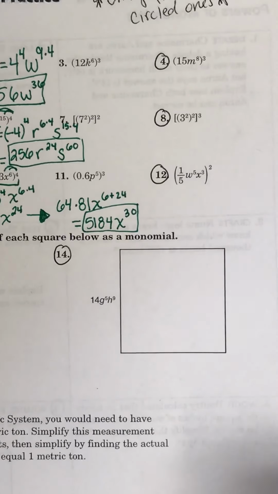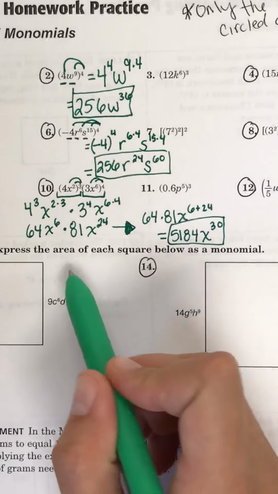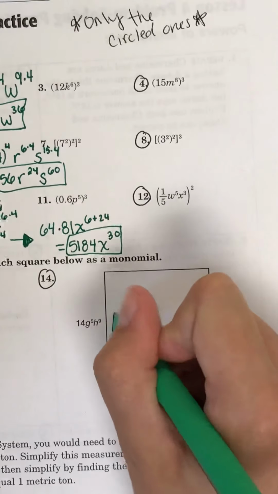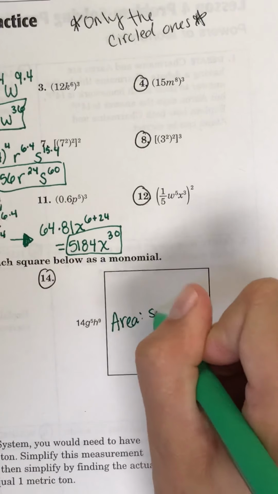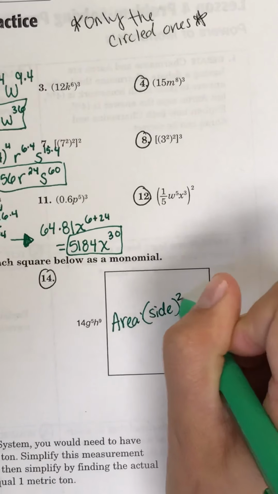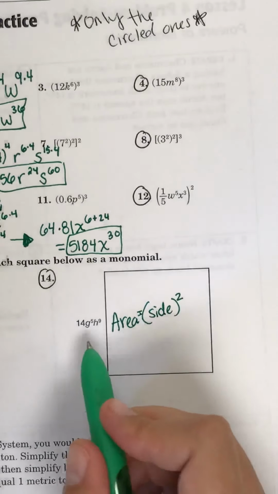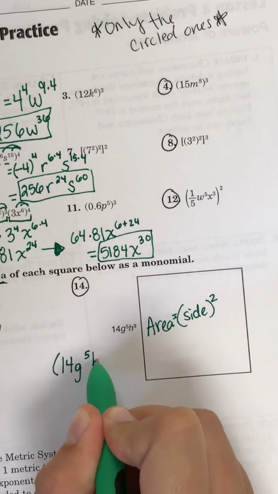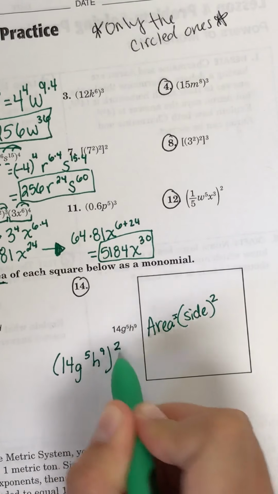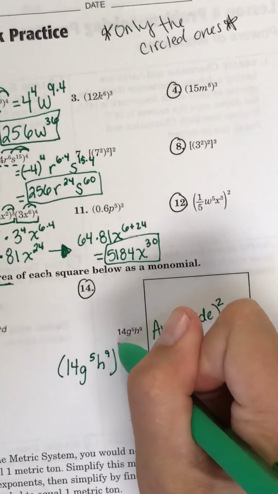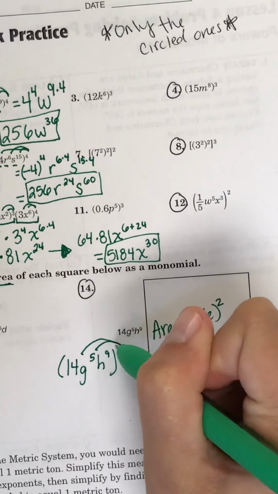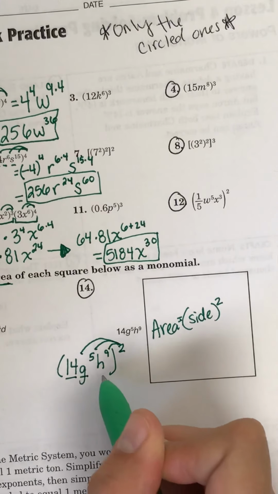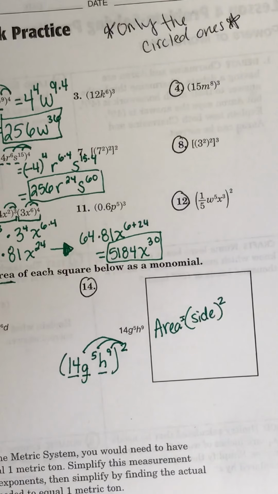In number 14, we talked about in class, it asks us to find the area of each square below. And in order to find the area, you take the side and you raise it to the 2nd power. Okay, so notice here how my side is 14g to the 5th, h to the 9th. And if we raise it to the 2nd power, you want to simplify and go ahead and distribute that outside exponent to each of my bases. Distribute it to the 14, to the G, and to the H.